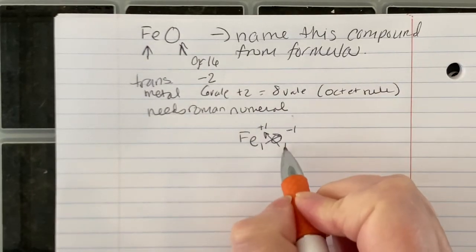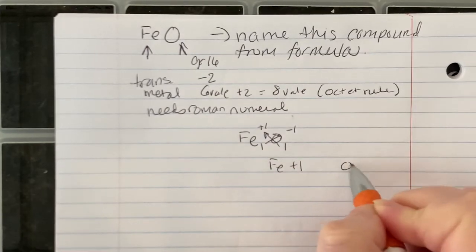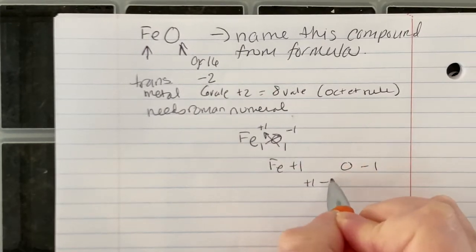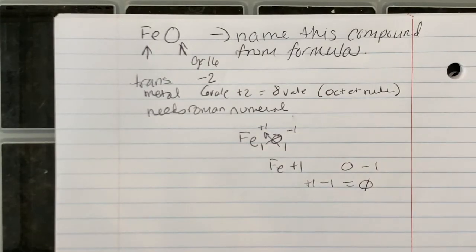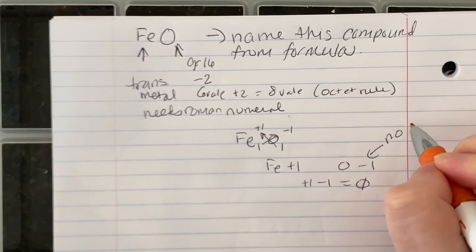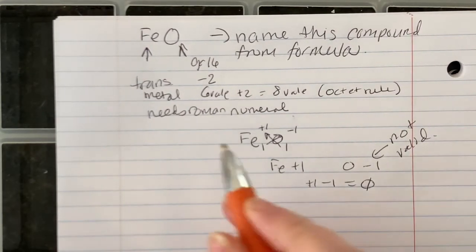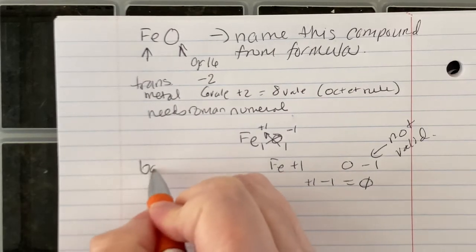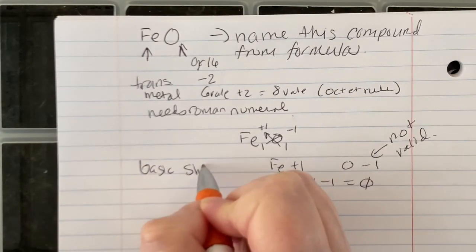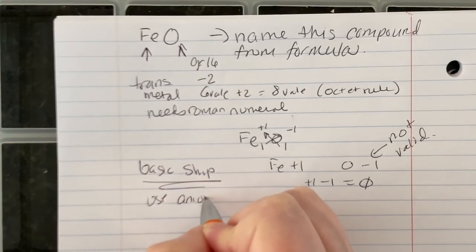it's not making sense because here that's saying that iron is a +1 and oxygen is a -1. +1 -1 equals 0. So in theory it makes sense, except for the fact that oxygen is not a -1. So that means this information is not valid. Whenever you run into that, it means it's a basic ship. Use the anion to help.